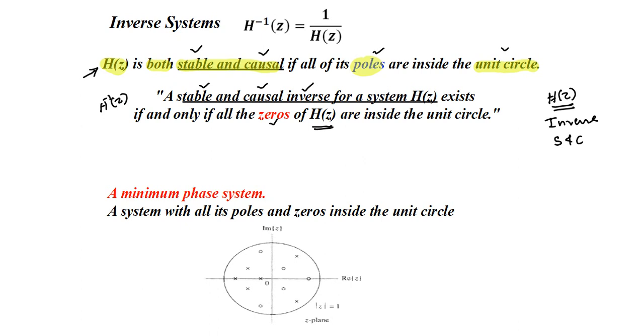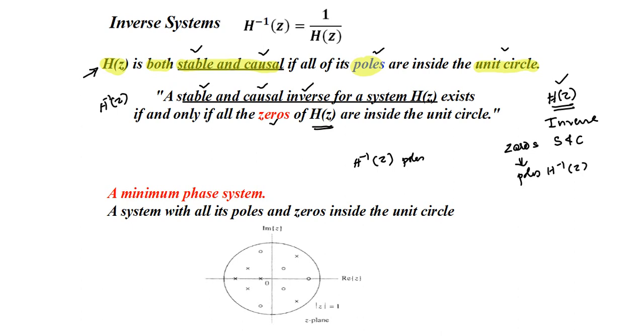Okay, so with H(z) we can say that the inverse system is stable and causal by verifying its zeros, or by checking the properties of zeros, because these zeros become the poles of H inverse of z. So with respect to H(z) itself, you can say that the inverse system is stable and causal. Or another method is that you can directly find H inverse of z.